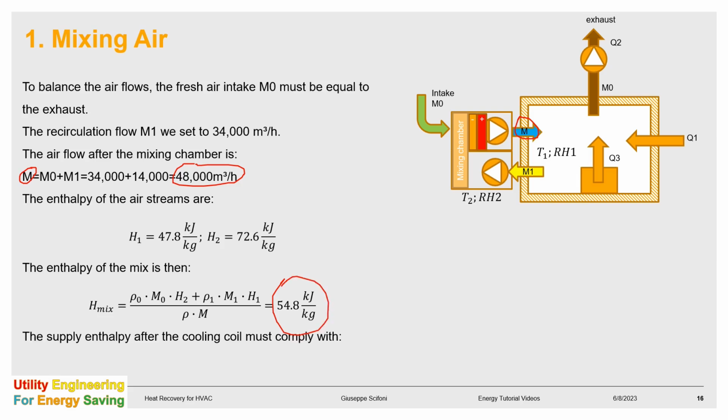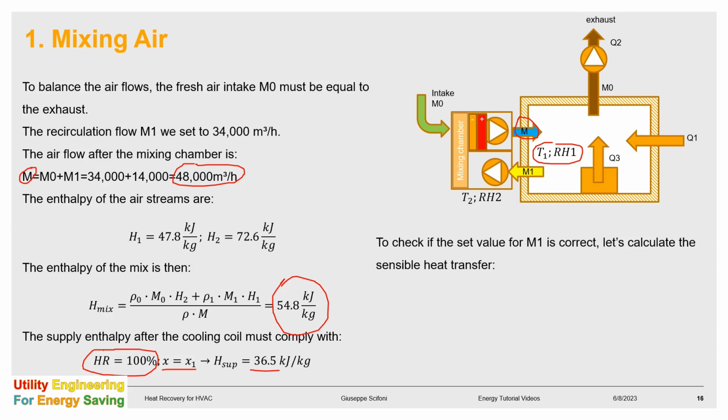The supply enthalpy after the cooling coil must comply with those conditions: saturation, so humidity 100%, and absolute humidity equal to the inside ambient. We assume there is no reheating after the cooling coil. From those conditions, we get the enthalpy of supply air, that is 36.5 kJ per kilogram.